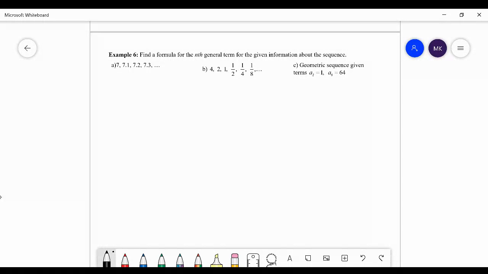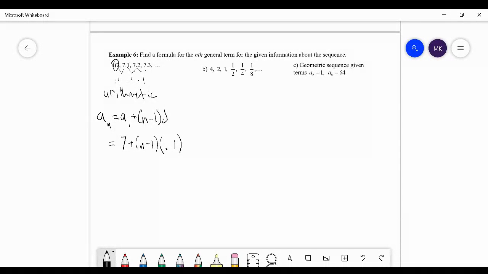So with this first one here, notice from 7 to 7.1 adds 0.1, adds 0.1, adds 0.1. So this is arithmetic, which means my general term is going to be a sub 1 plus n minus 1 times d. Well, what's our first term? 7. What's the common difference? What happens when I go from one term to the next? I add 0.1, so it's a positive 0.1. And if you want to use 1/10, it's fine as well. And there we have it. That's all this problem is asking us to do.